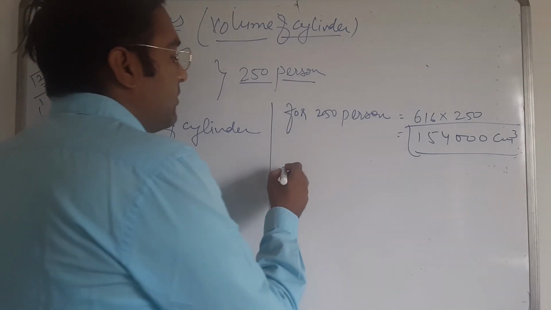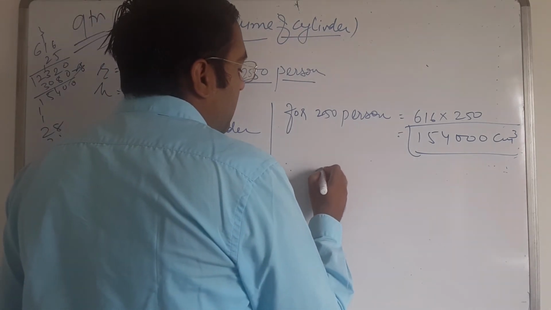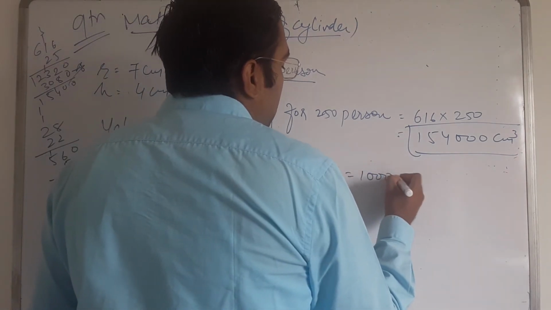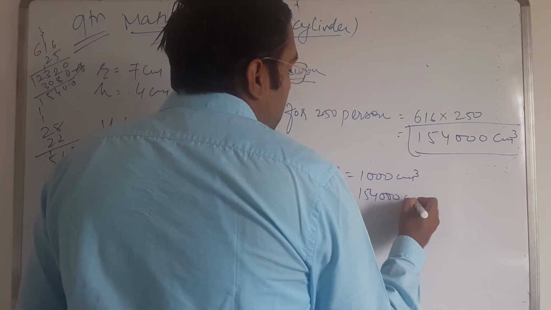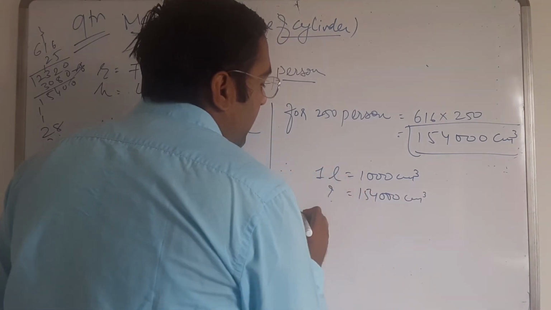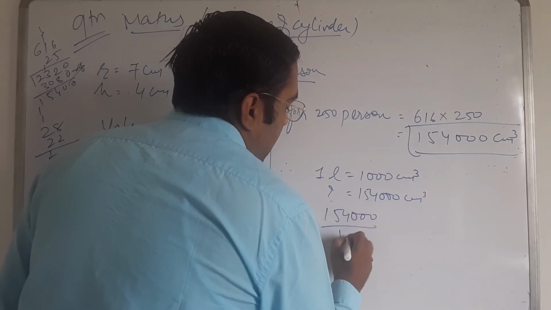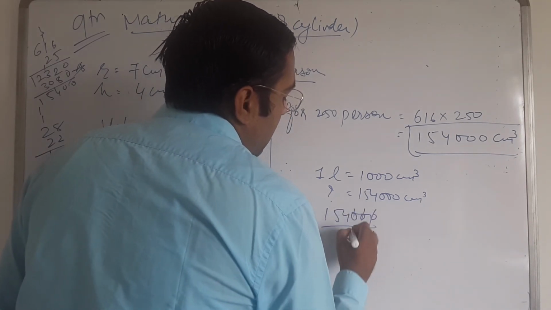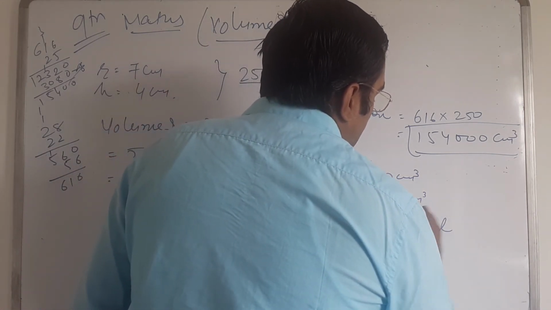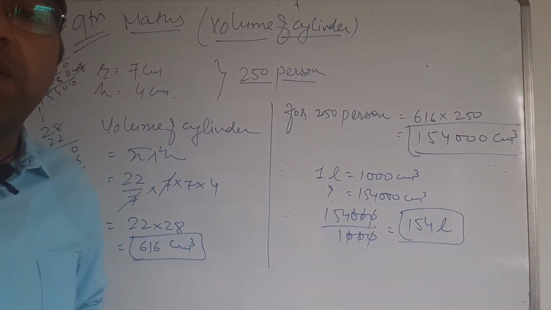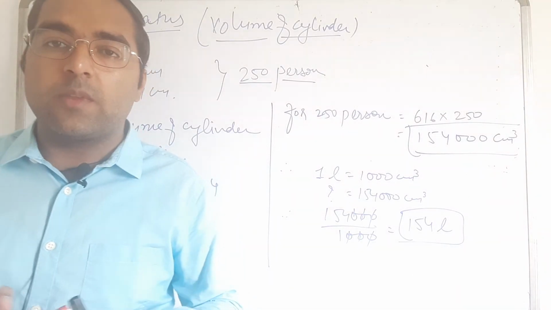So we have to convert that: 1 liter is equal to 1000 centimeter cube. So for 154,000 centimeter cube, how many liters are required? 154,000 divided by 1000. The zeros are cancelled out. So my answer is 154 liters. They require 154 liters of soup. Okay, clear students?